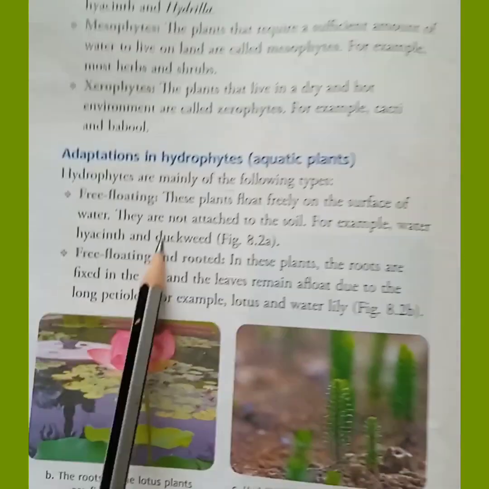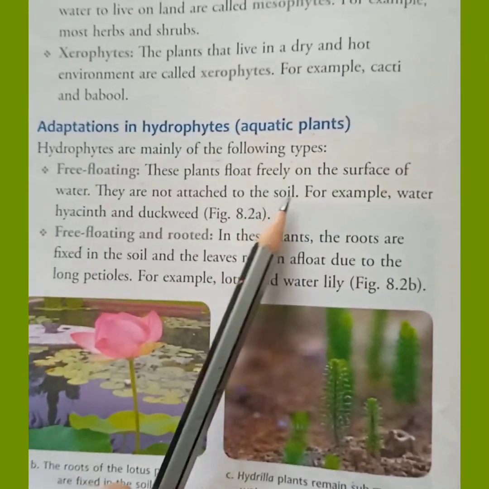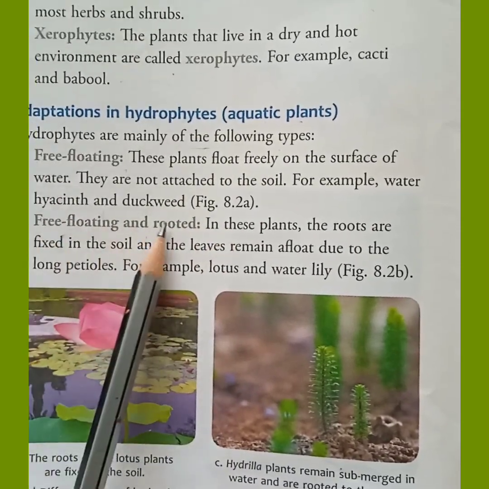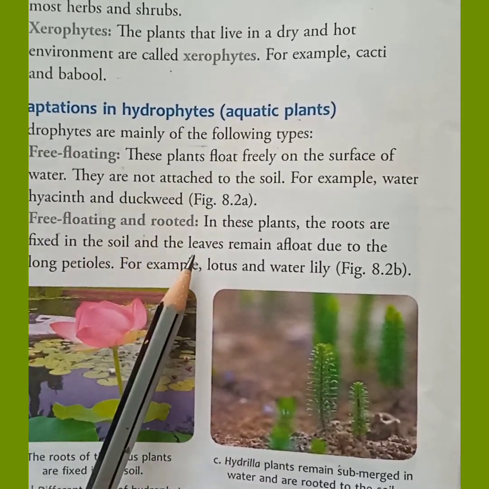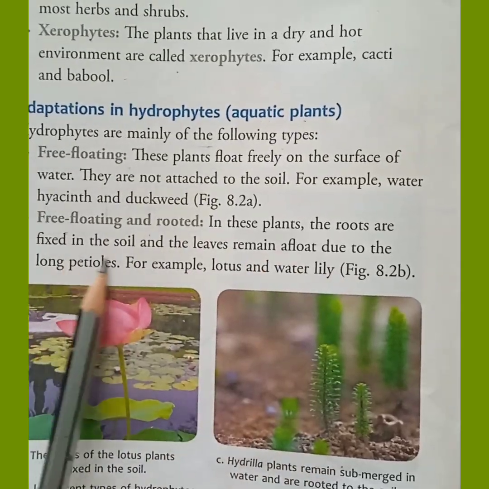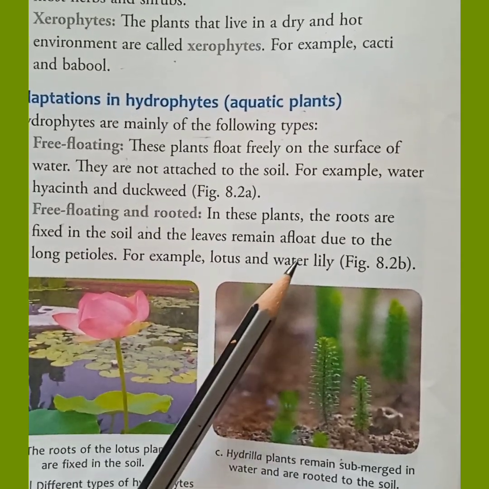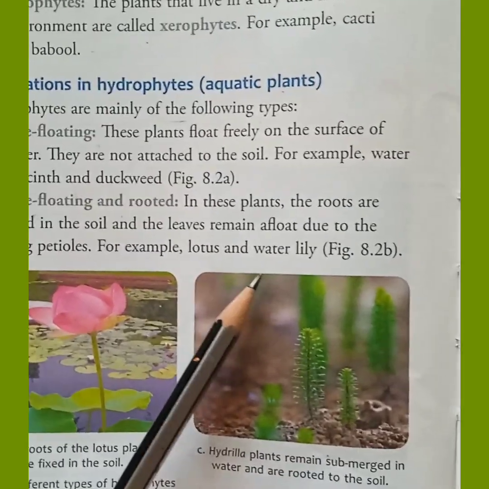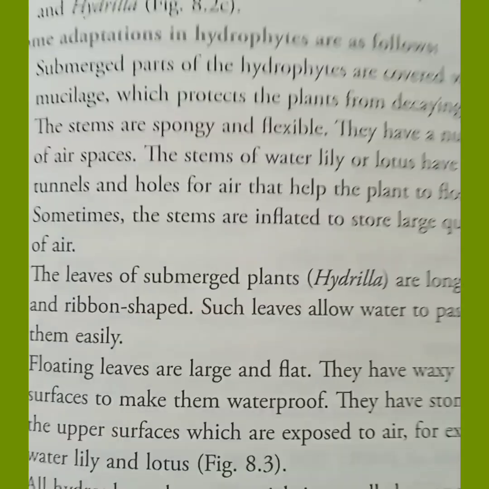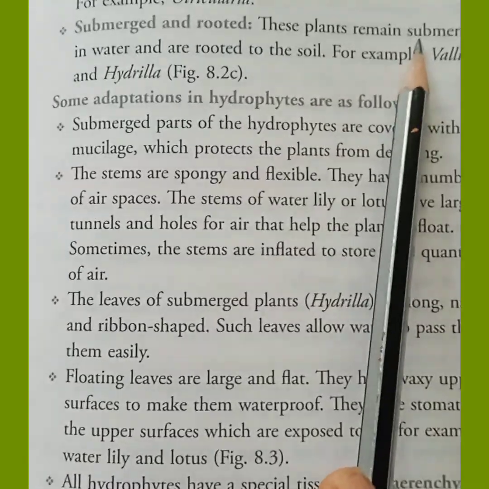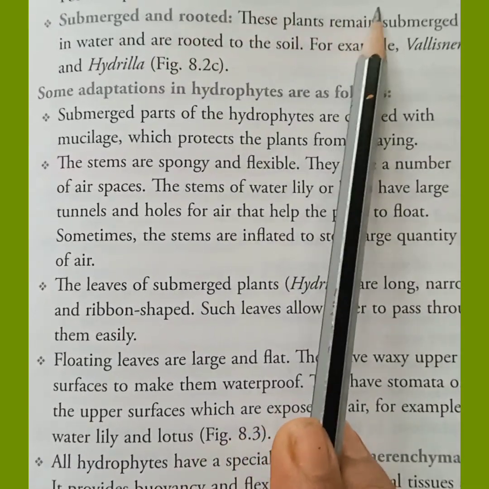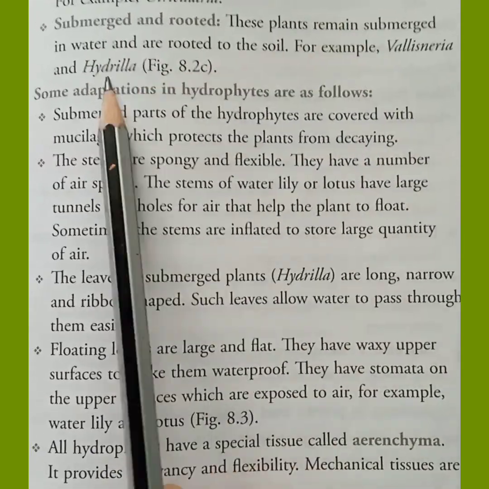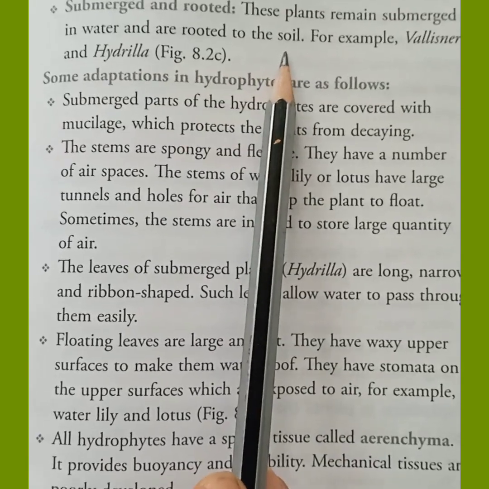Now what is free floating? These plants float freely on the surface of water like water hyacinth or duckweed. Free floating and rooted: the plants whose roots are fixed in the soil and the leaves remain afloat due to long petioles, like lotus and water lily. Submerged and floating: these plants are completely submerged in water and are not rooted in the soil. Submerged and rooted: these plants remain submerged in water and are rooted in the soil.